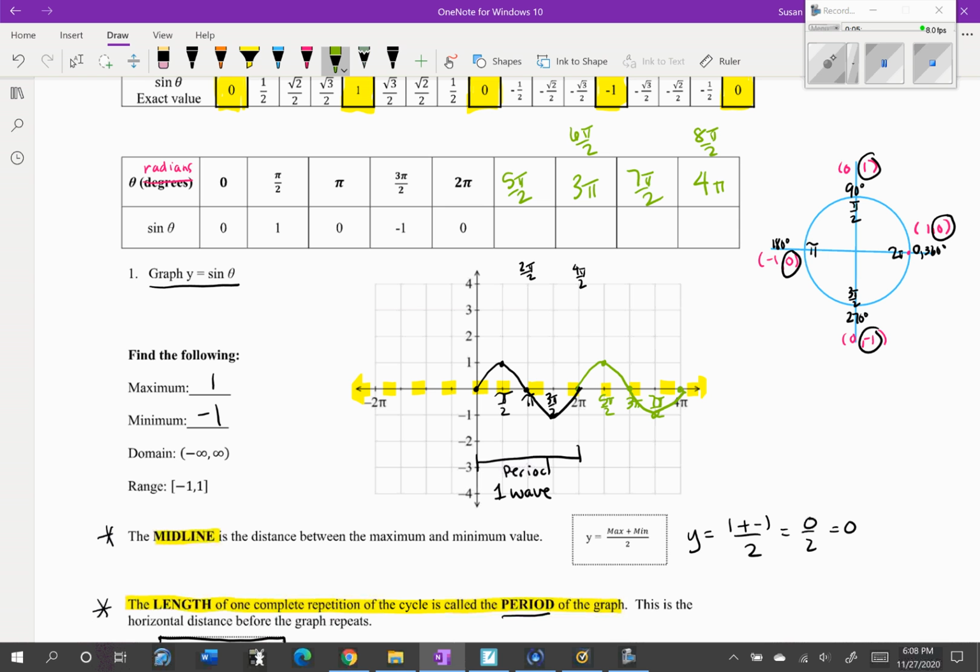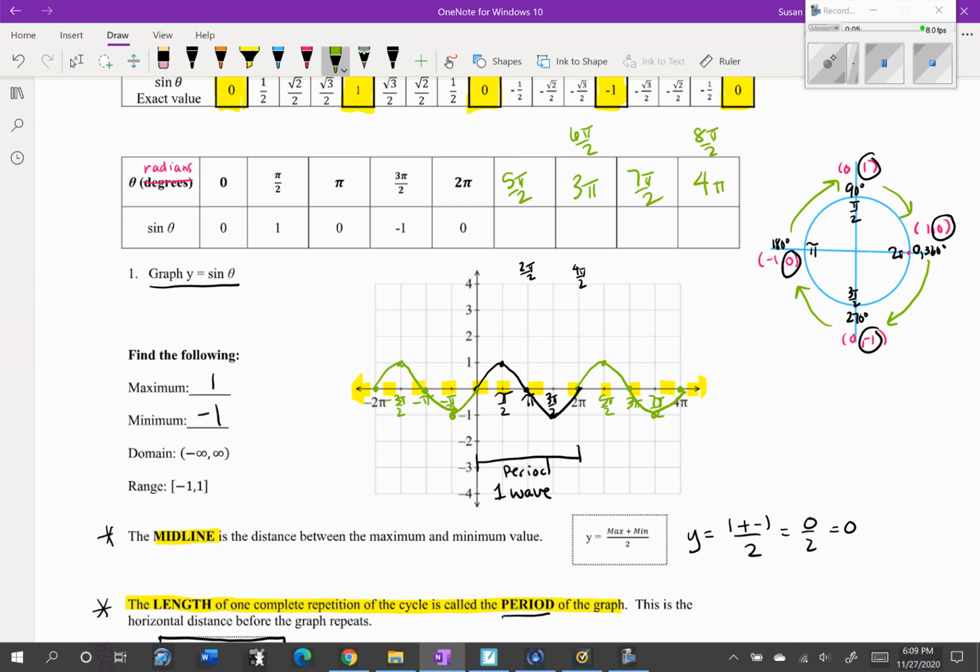We can also do the negative direction, so this would be negative pi over 2, negative pi, negative 3 pi over 2. And if we went the negative direction, so instead of starting at 0 and going this direction, which would be counterclockwise, we're going to go clockwise. So from here, we would go down on our circle, so -1, and then it would go to 0, and then 1, and then back to 0. And that would give us a third wave.